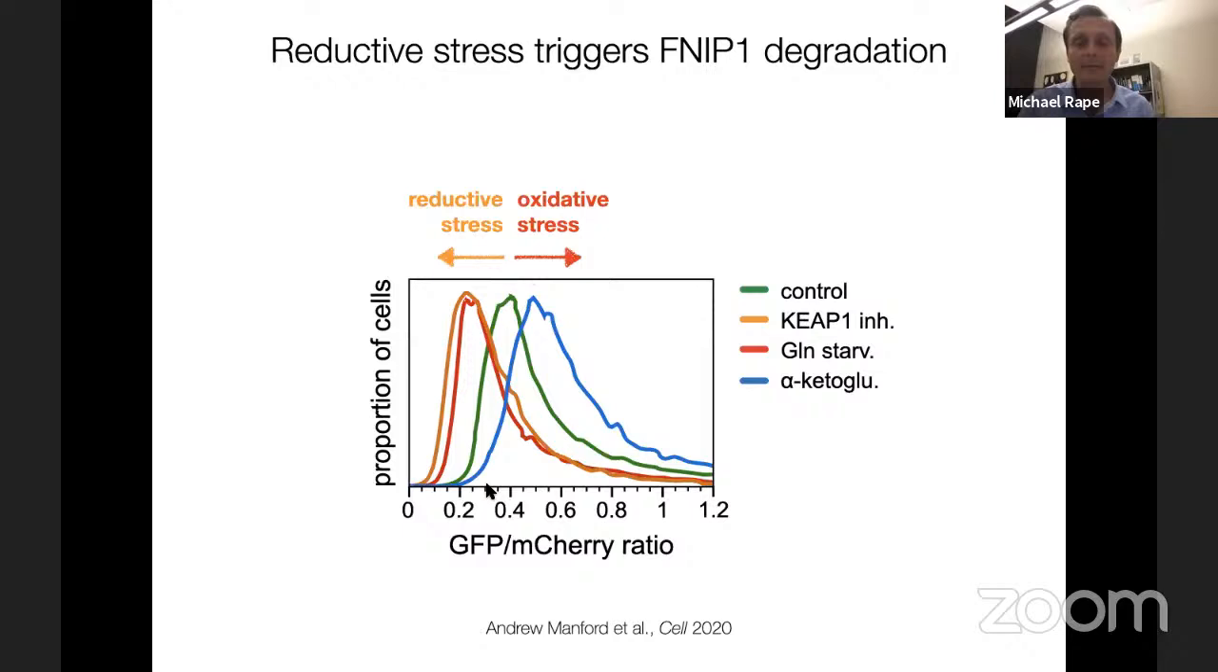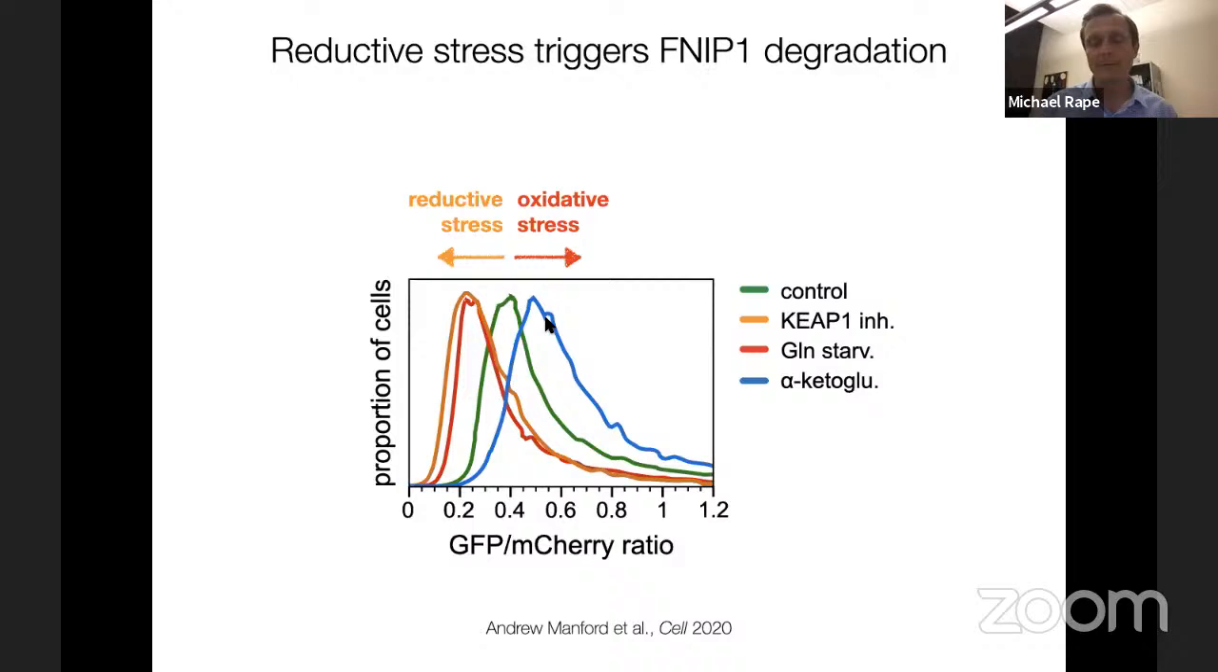If we impose reductive stress, either by shutting down mitochondria or by inhibiting KEAP1, which was our initial conduct, then we see that we get degradation. That's because these cysteines become reduced. We can also impose more oxidative stress, and then we can actually see some stabilization as well, because now these cysteines are completely oxidized in cells.